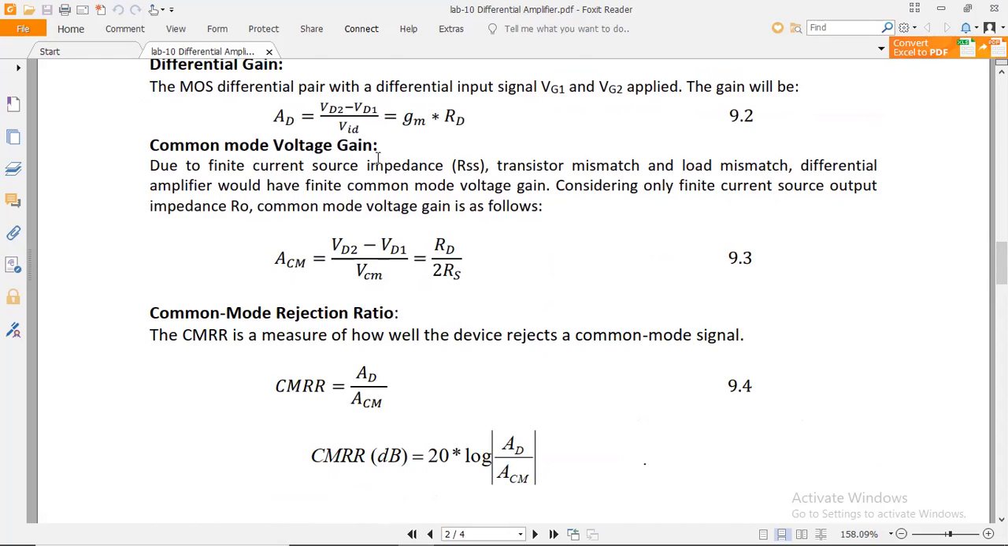Common mode voltage gain, and what is it? Due to finite current source impedance, that is RSS, transistor mismatch and load mismatch, a differential amplifier would have finite common mode voltage gain. Considering only finite current source output impedance, that is output resistance R0, common mode voltage gain is as follows. How can we get the common mode? In common mode, we provide the same supply to VG1 and VG2, and that means there is no voltage difference or current difference.